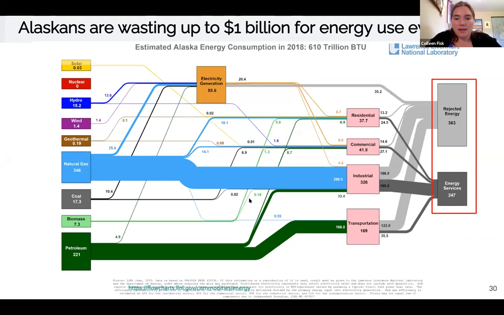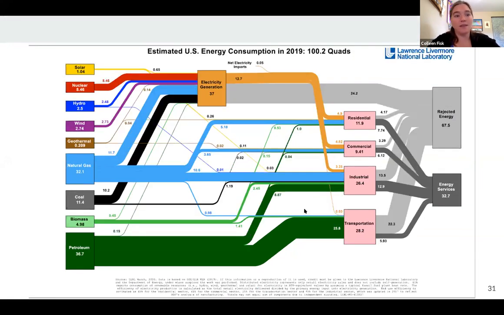So maybe they consider that as part of commercial, biomass commercial. Okay, and then for those of you not in Alaska, this Lawrence Livermore National Laboratory has it broken down for each state, so you can look up your state as well.